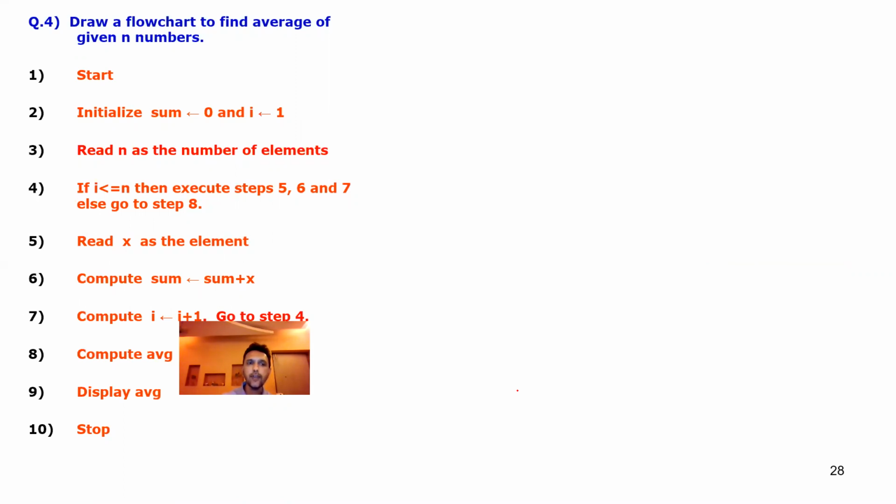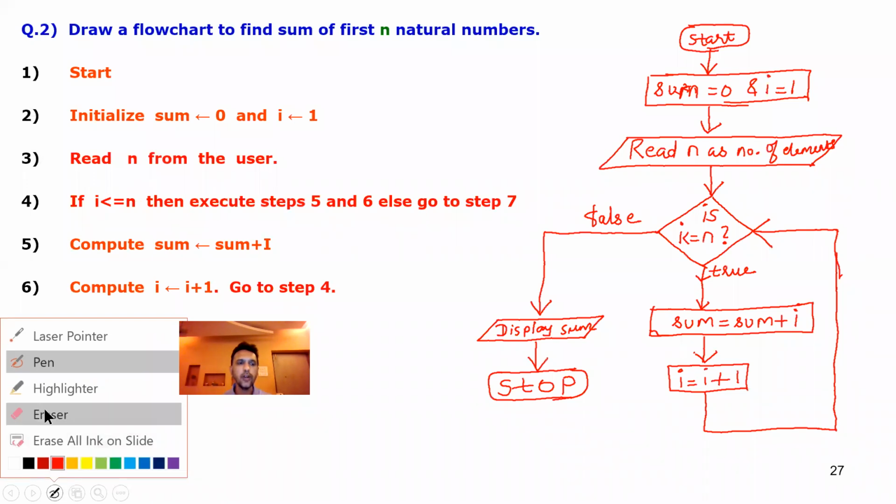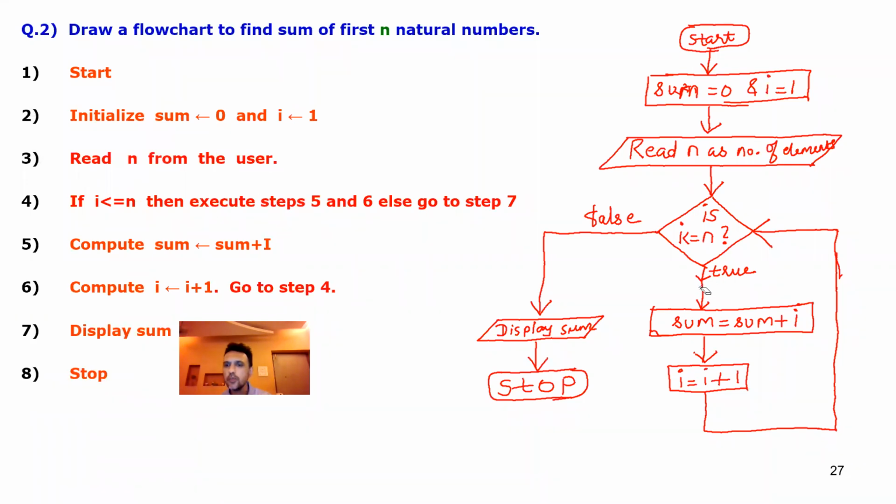Now, step number 5, read x as the element, will be drawn inside which symbol? Tell me. Parallelogram. Very good. And can you tell me for 6 and 7 which symbol? Rectangle. Very good. So now I will try to insert one small parallelogram over here.